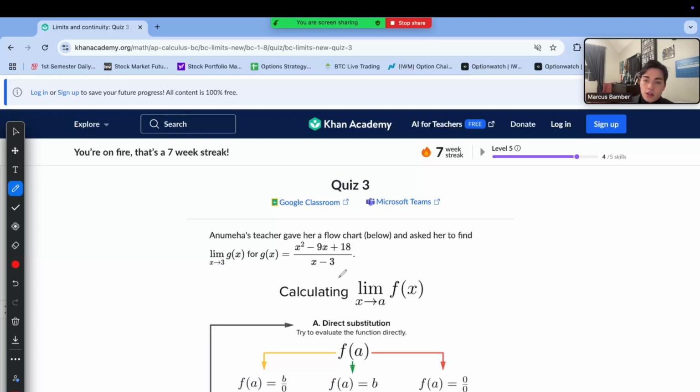When we substitute into the denominator, we get 3 minus 3 is equal to 0. So now we're going to substitute into the numerator. We get 9 minus 27, negative 18, plus 18 is 0. So we get our indeterminate form. So first we do direct substitution, and then we get indeterminate form.